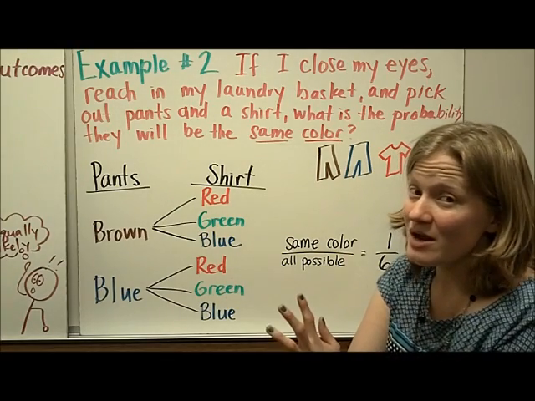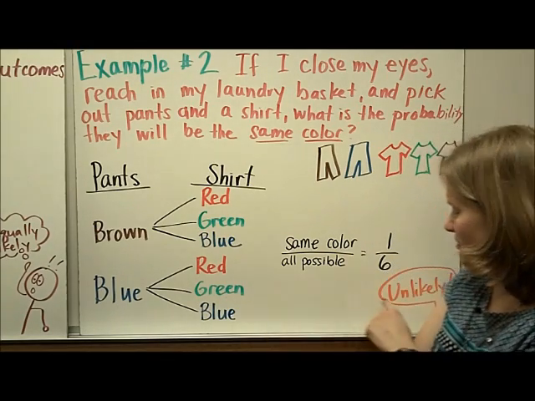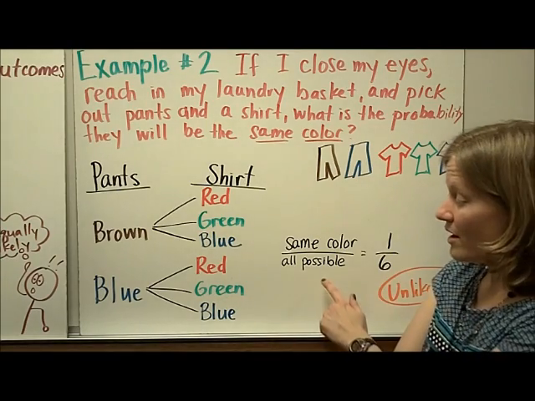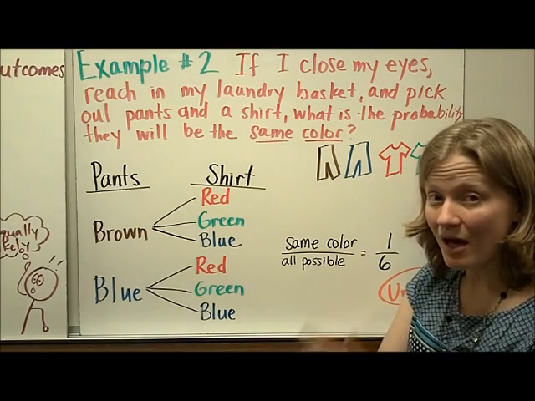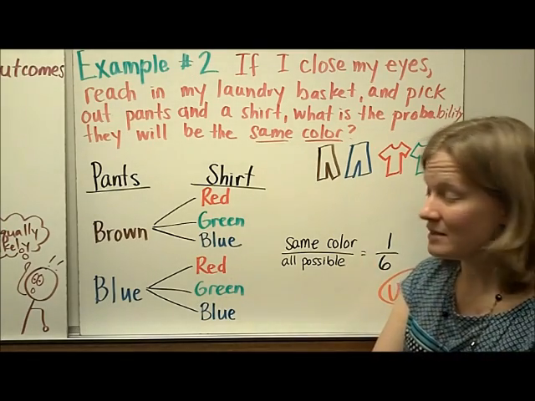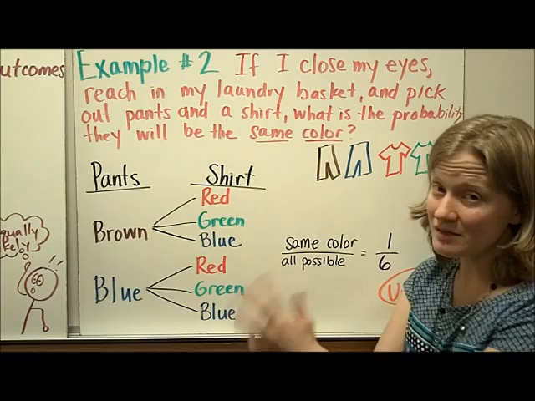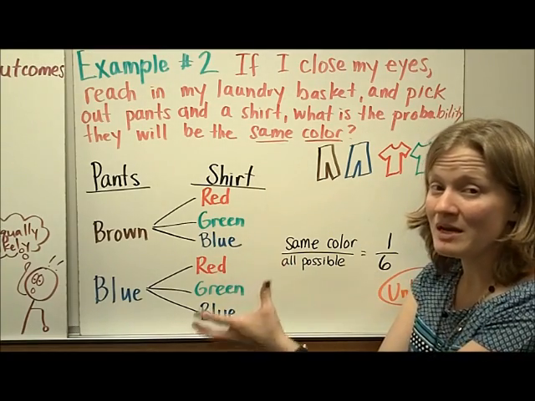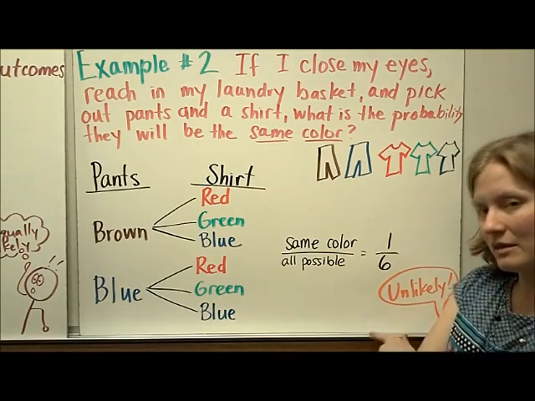And I hope that your brain is thinking, oh man, that's pretty unlikely that I'm going to have a combination where they're the same color, because 1 out of 6 is less than 1/2. It's possible, it's more than 0, but it's less than 1/2. And when we have a probability that's between 0 and 1/2, we call it unlikely.